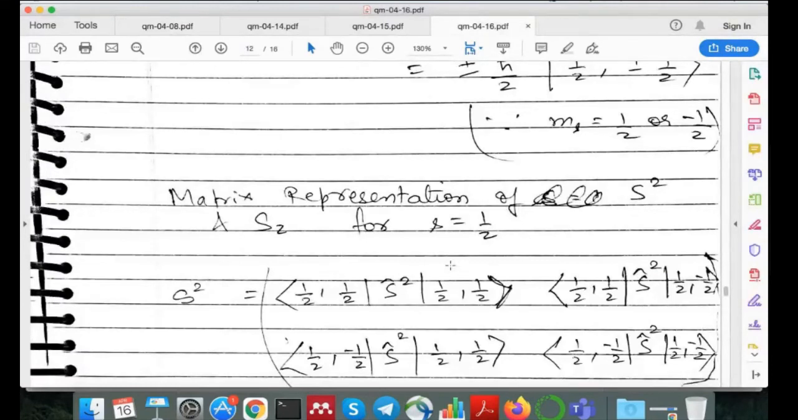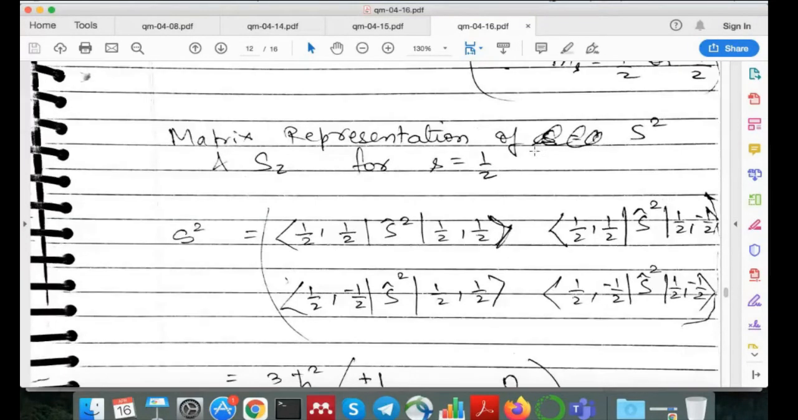So we can also have a matrix representation of these operators, S square and Sz, for S equal to half. Similarly, it can also be done for S equal to 3 by 2, S equal to 5 by 2, and so on. For S equal to half, the first element of the matrix is the S square operator sandwiched between half comma half and half comma half. The second element would be S square sandwiched between half comma half and half comma minus half, because that is the ms value that it can take.